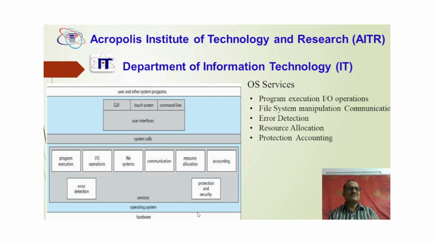As and when the user gives input, system calls are executed, they get activated, they take the input. Then program execution, IO execution, these are the services specific to the input. Operating system selects one service. If there is an error, it is detected, protection is also provided, and then it is communicated with the hardware, and as and when output is generated, it is shifted to the user.